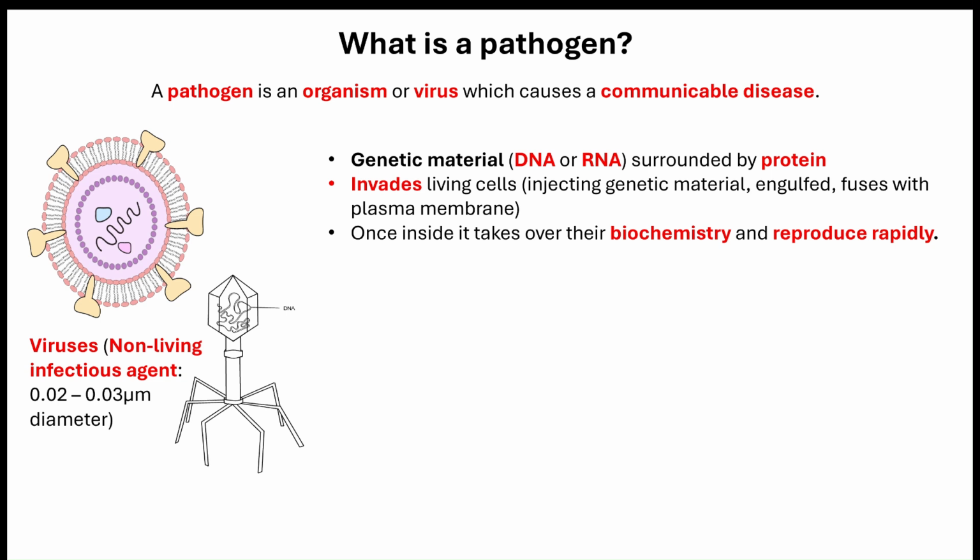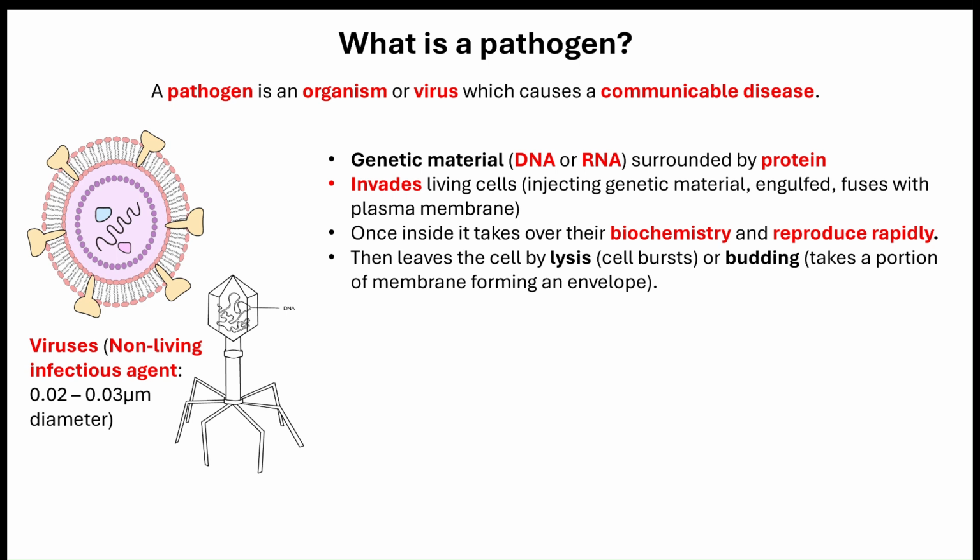One of the interesting things about viruses is that when they have reproduced, what they're going to do is leave the cell by either lysis, which is where they're going to burst open the cell, or they can do what's known as budding, and that's where they take a portion of the membrane which forms an envelope around them. And this is what allows them to actually do this fusion with plasma membranes. If they have a portion of a membrane surrounding them as an envelope, that is therefore going to be the same biological membrane as the plasma membrane, allowing for that fusion to occur.